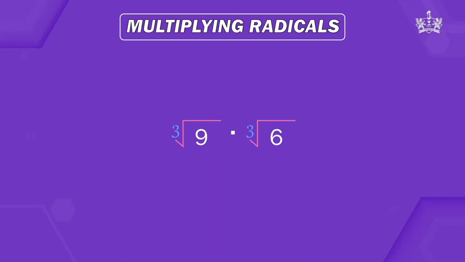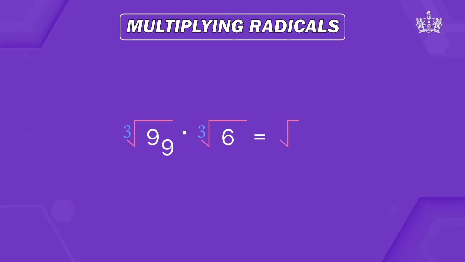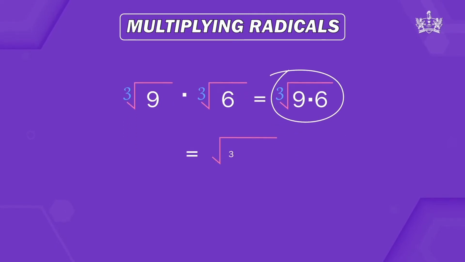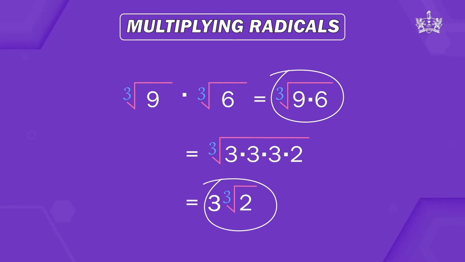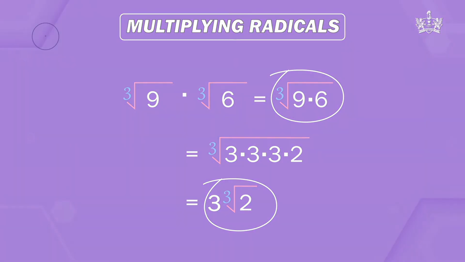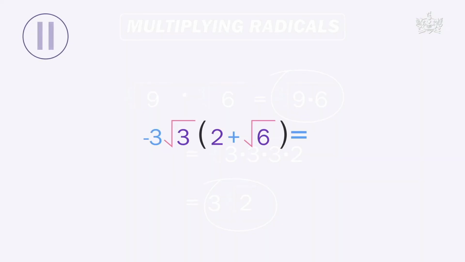Alright, for this one, because the index is the same for both radicals, we can put them under the same roof. So then this just becomes the cube root of 9 times 6. We then simplify by prime factoring this and taking out a 3. And we are left with a 2 inside the radical. Final answer, 3 times the cube root of 2. Okay, once more, pause the video and try this one.